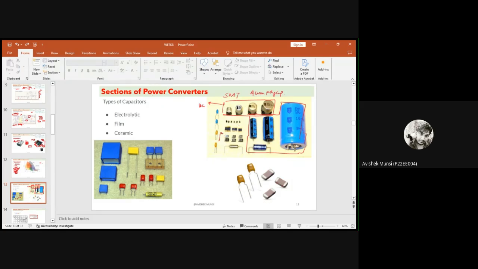So these are some SMD capacitors. These are tantalum capacitors. So these are having electrolyte. So these are the thin film capacitors. If you are using high frequency, mostly in case of high frequency, these thin film capacitors are preferable. And these are the ceramic capacitors.